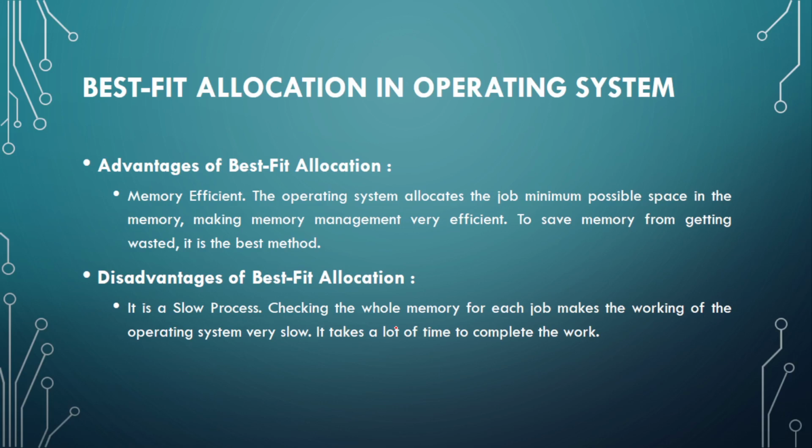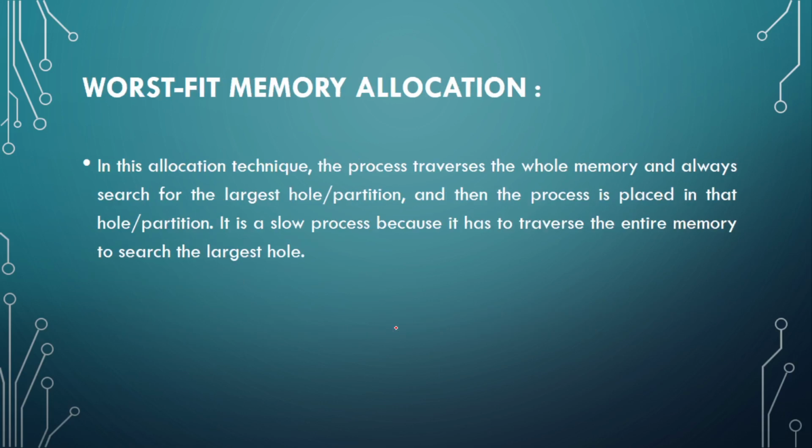The disadvantage of best fit allocation is that it is a slow process. Checking the whole memory for each job makes the working of the operating system very slow. It takes a lot of time to complete this work. Next, we will see worst fit memory allocation.